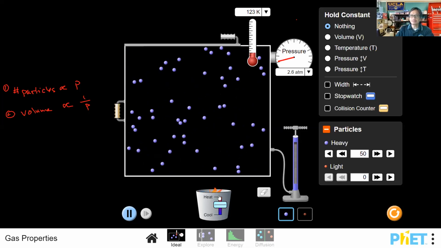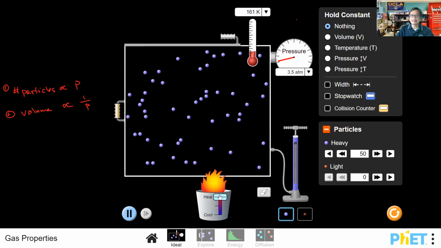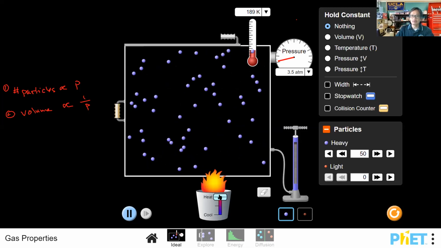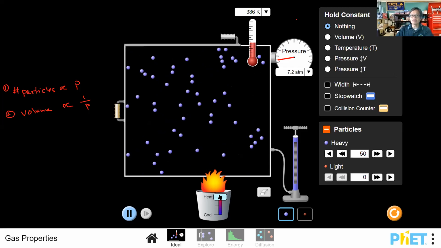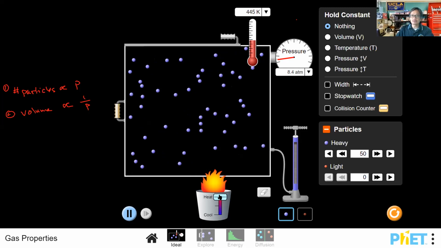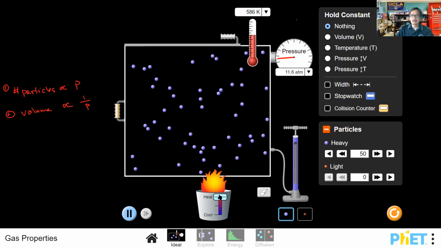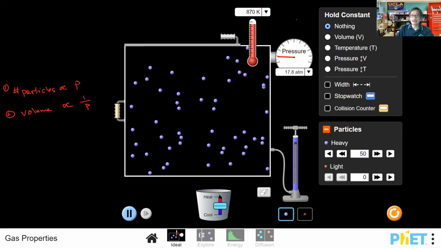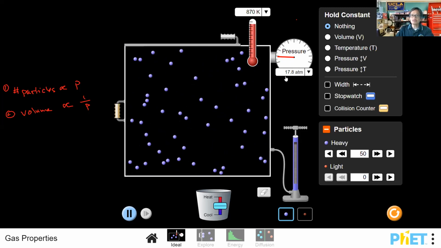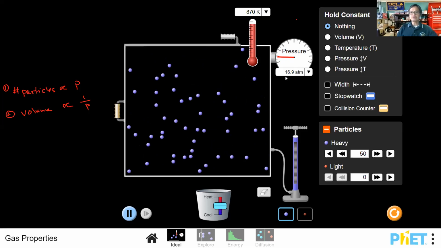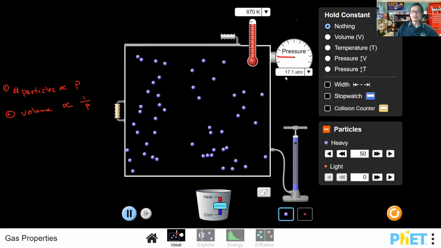I'm going to heat it up again. Heating it up means we're adding heat energy into the chamber, and as we add heat energy, the temperature goes up. But look at the gas particles. They're moving faster, and as the heat goes up, look what happens to the pressure. The pressure also increases. So what we can conclude, and we'll wrap up here, is that as the temperature increases, the pressure also increases.